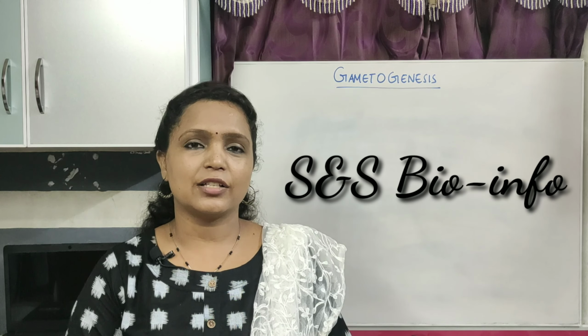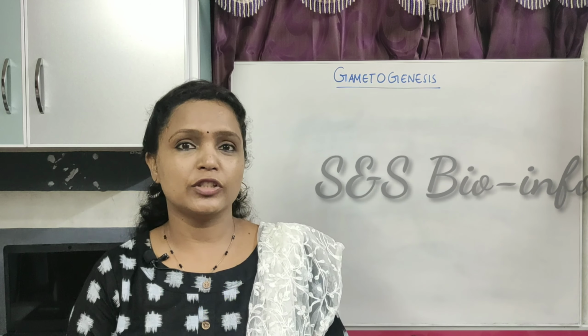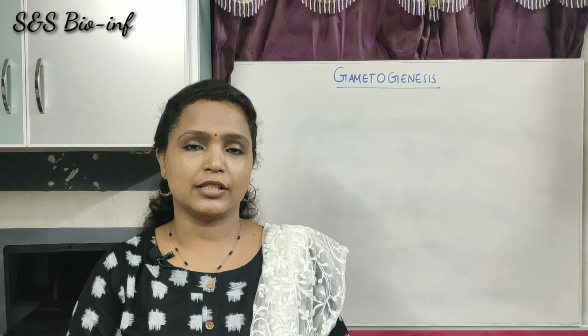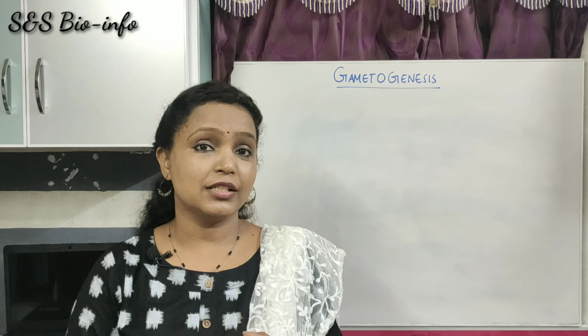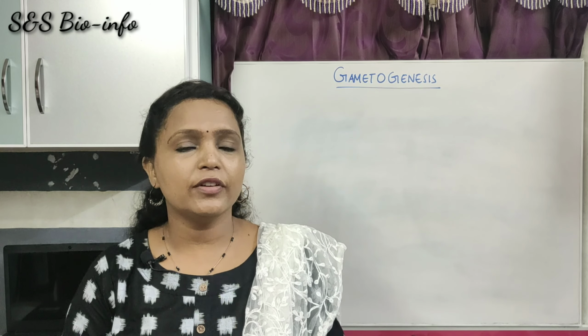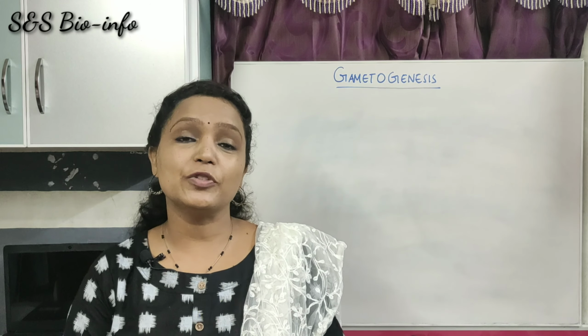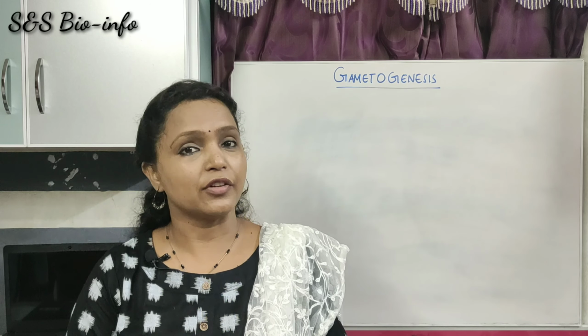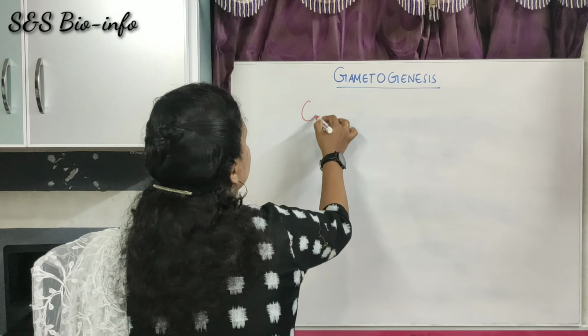In the previous class, we learned about gametogenesis, that is, spermatogenesis. Spermatogenesis is the formation of sperms. Today we are going to learn about oogenesis that takes place in the female reproductive system. So today's topic is oogenesis.